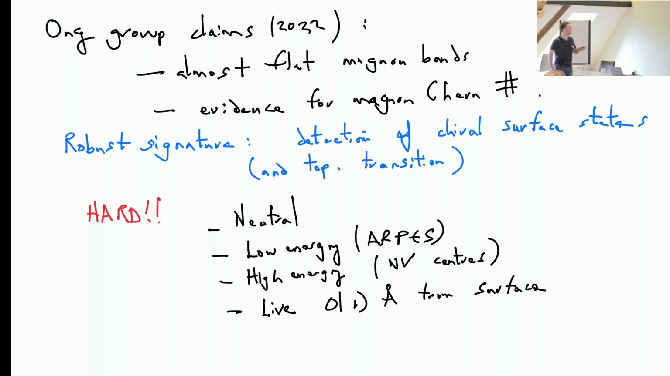I should mention that the Ong group in Princeton reports that there are almost flat magnon bands. What they do is take their thermal Hall data and then take a model very much like the one that I put up before, but they flatten out the magnon bands. And then they claim that their data is consistent with integer quantized, not half quantized, Chern number, which would be consistent with having some kind of magnon Chern bands.